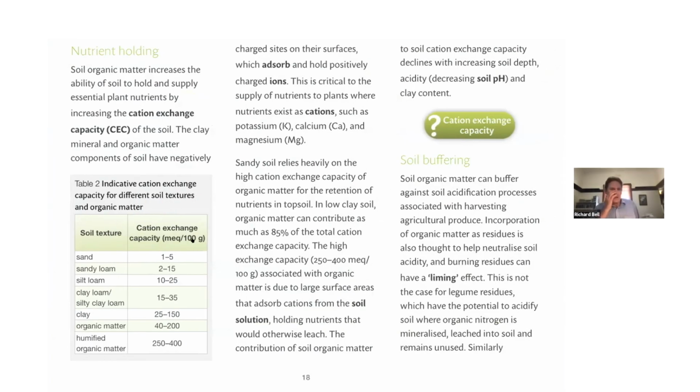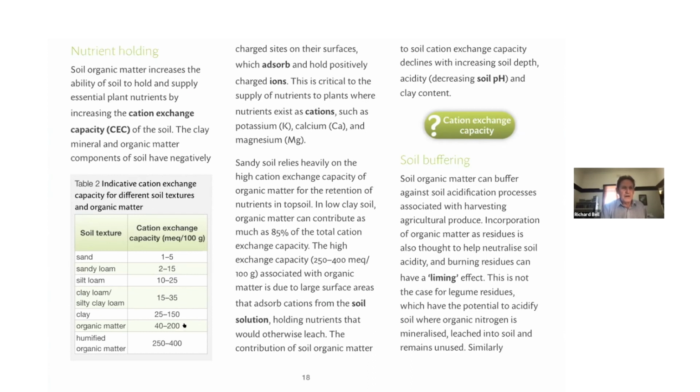I mentioned cation exchange capacity. Soils may only contain 1, 2, 3% organic matter, and yet that tiny amount of organic matter can have a very major influence on the overall cation exchange capacity of the soil, as shown in this table here, which is cation exchange in units of charge per 100 grams of soil. So you can see sands and sandy loam textures have quite low cation exchange capacities compared to clay soils.